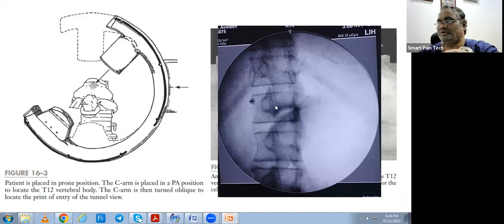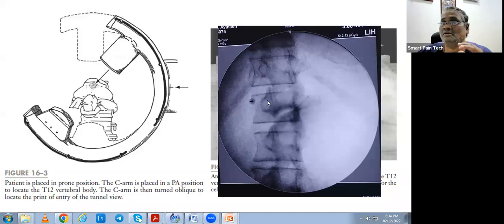This is an oblique view. I put a picture. But in an AP view, you have to square the vertebra. That is most important, right? And then you do an ipsilateral oblique. Ipsilateral oblique means towards the side which you want to block. So I'm doing a left side. I will move the C-arm towards the left oblique, ipsilateral side.